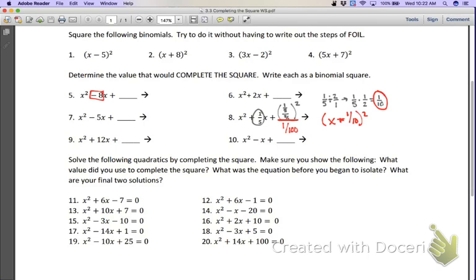So I'm going to take this number right here, -8, and divide it by 2 and square it. So what's -8 divided by 2? -4. What's -4 squared? 16. So 16 is what really goes in the blank to make it a perfect square. So then how would I write it as a binomial squared? All I'm going to do is take this number that I get right here and put it right there. So x, what's -8 divided by 2? -4.